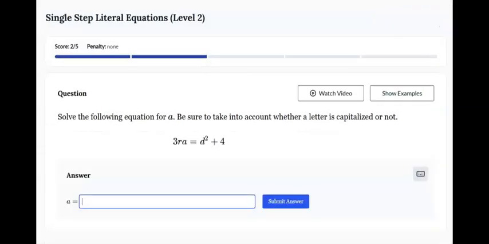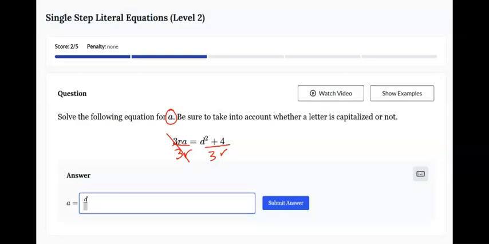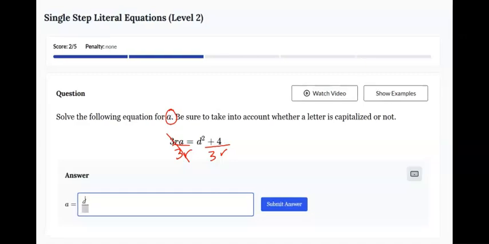One more time. We're solving for lowercase a. In this case, lowercase a is being multiplied by 3 and r at the same time. So I'm going to divide by 3r at the same time. So my solution is that lowercase a is equal to d squared plus 4, all in the numerator, and 3r in the denominator.